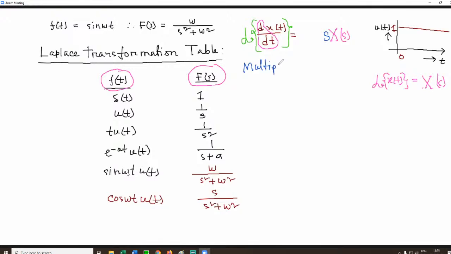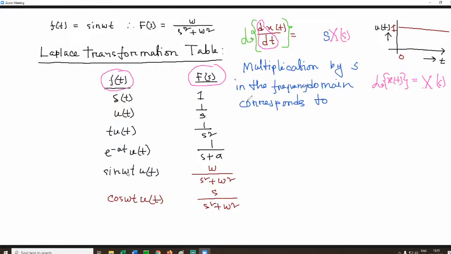So you can say multiplication by S in the frequency domain corresponds to differentiation, right? D by dt. What is dt? Differentiation, right?